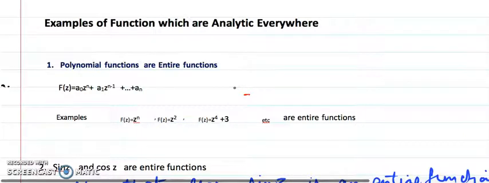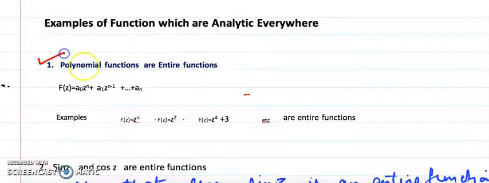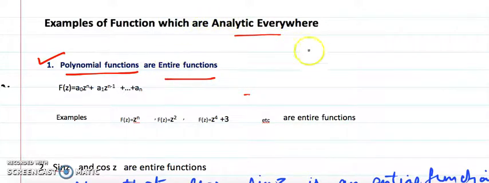So to start with, I'll take number one example, polynomial functions. If you are dealing with a polynomial function in z, it is everywhere analytic. Everywhere analytic means they are entire functions. So first, are you clear about what polynomial functions are?